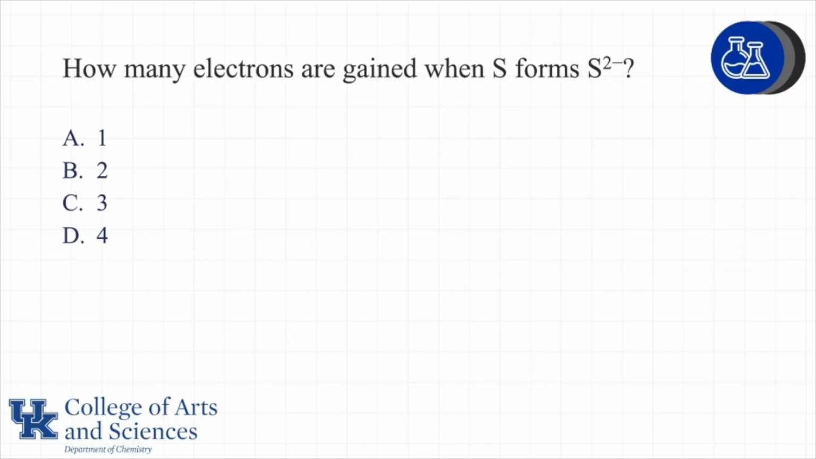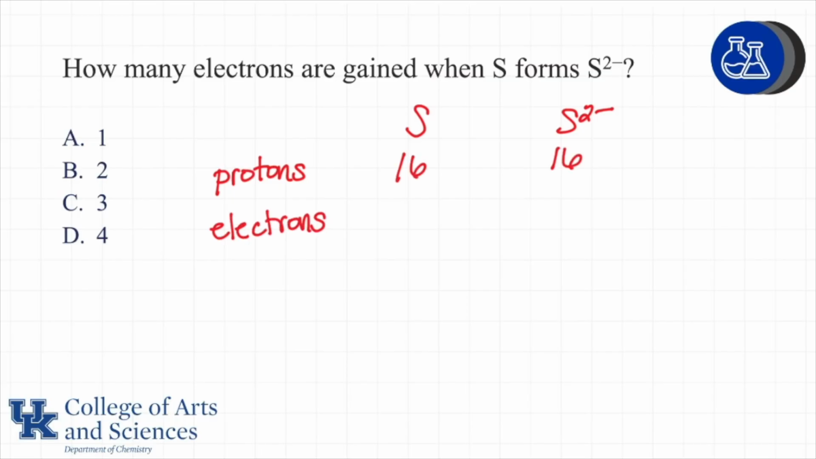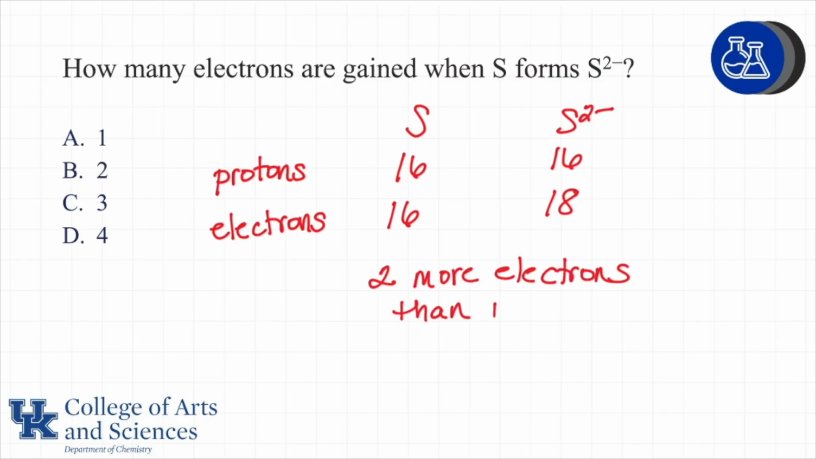How many electrons are gained when S forms S2-? Let's look at each species and look at the number of protons and electrons. The atomic number of sulfur is 16, so we see that both S and S2- have 16 protons. We look at S, that's neutral, it also has 16 electrons. Remember, we need to gain electrons so that we have more electrons than protons. So we need to gain 2 electrons to get 18 electrons with 16 protons. Therefore, we have a 2- charge. Therefore, we have 2 more electrons than protons, and we've gained 2 electrons to form the S2- ion.